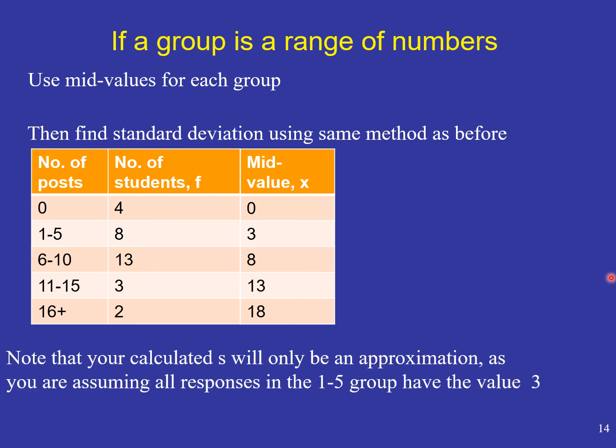It is worth noting that when you do find the standard deviation, when you take the mid value, it will only be an approximation, because this value here, 3, is assuming that everyone who gave the answer 1 to 5 meant 3, but clearly they may well not have done. Similarly here, every value 6 to 10, we've assumed was 8, which probably isn't true. So bear in mind that whenever you calculate a standard deviation by this method, it will be an approximation.